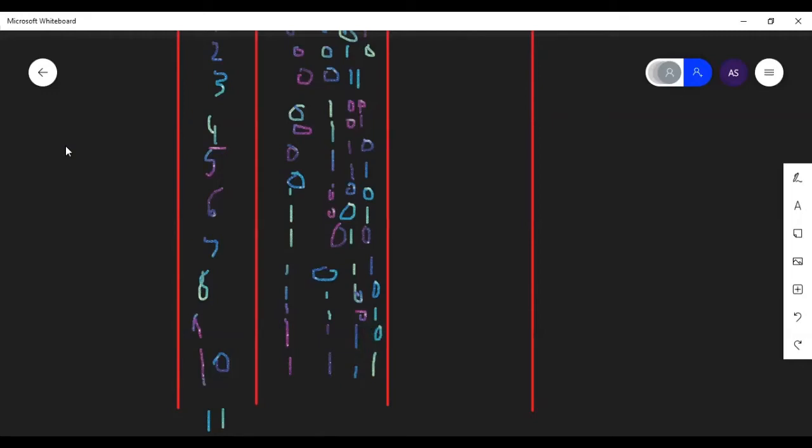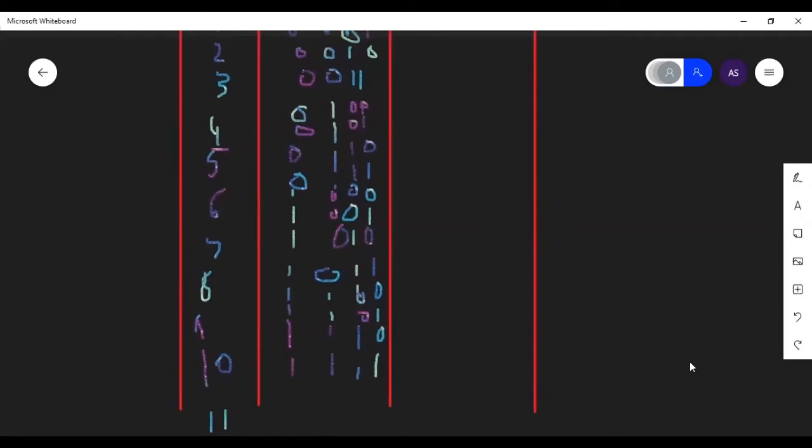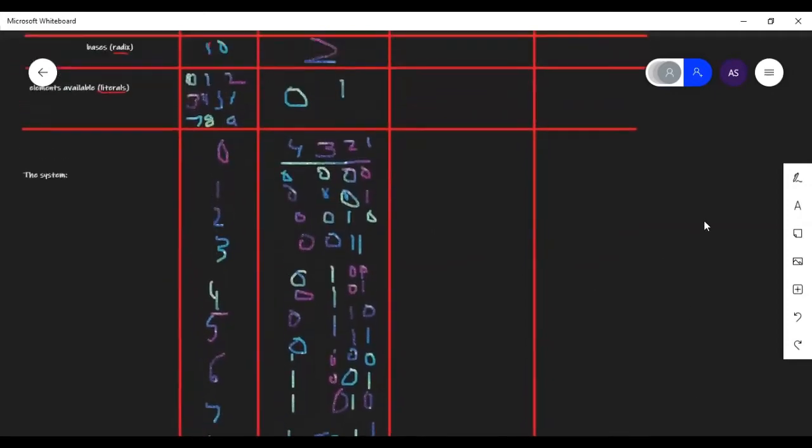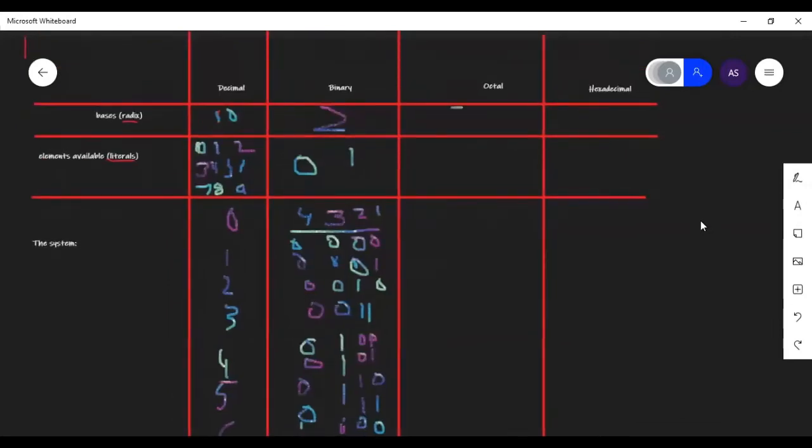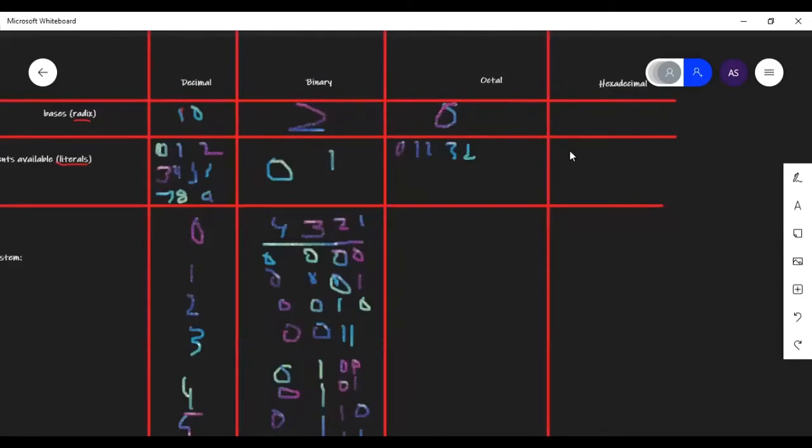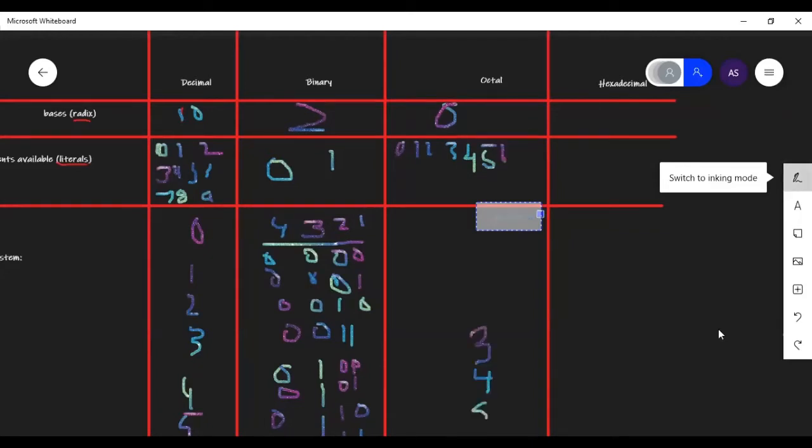Let's talk about octal. Octal, as the name suggests, has 8 elements, so our radix will be 8. What is available to us? We have 0, 1, 2, 3, 4, 5, 6, and 7. These are the digits available to us in the octal number system. So let's look at the system. We have 0, 1, 2, 3, 4, 5, 6, 7.